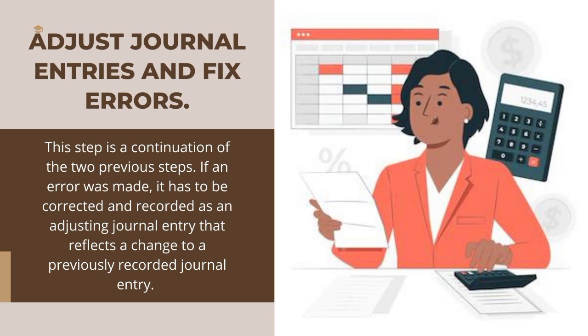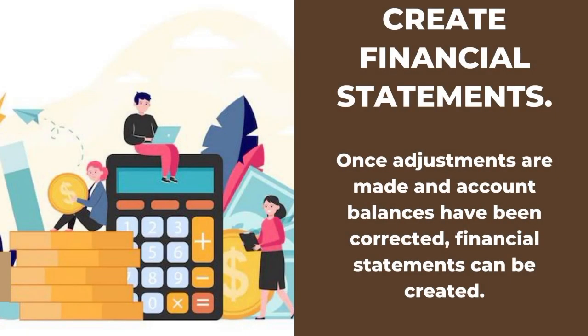If an error was made, it has to be corrected and recorded as an adjusting journal entry that reflects a change to a previously recorded journal entry. Additionally, manual adjustments are recorded in this step, such as accruals for expenses incurred that did not make it into the AP system before that account was posted to the GL, or for reconciling items uncovered during the account reconciliation process. Adjustments are made and account balances have been corrected. Financial statements can be created.